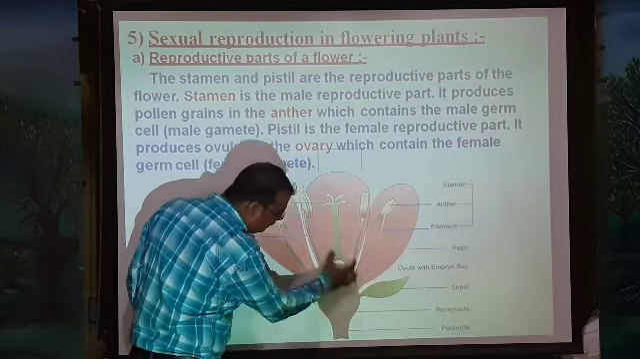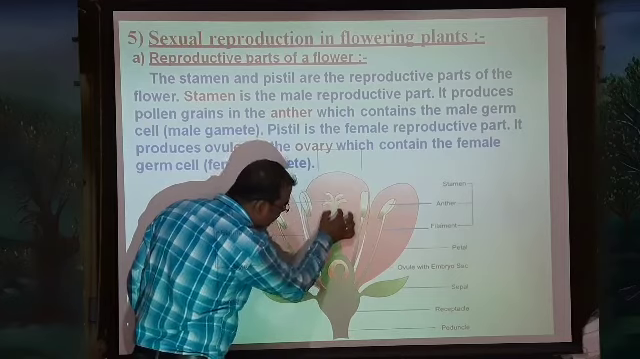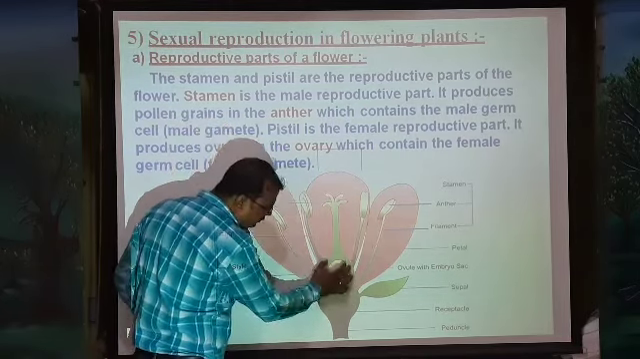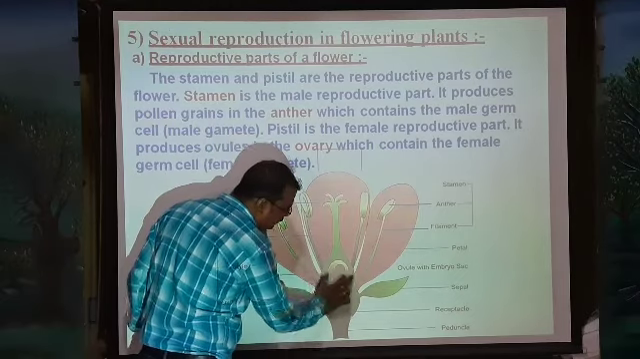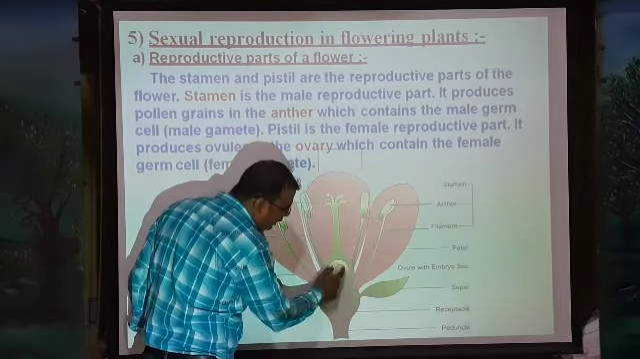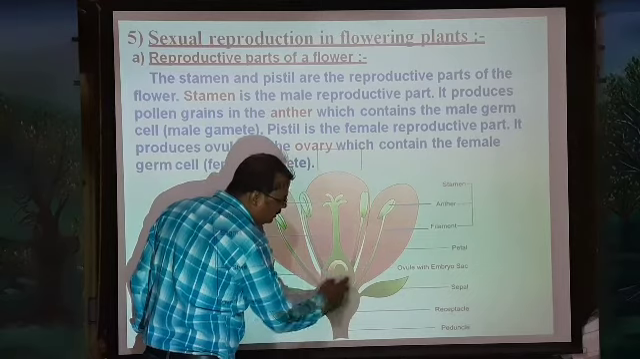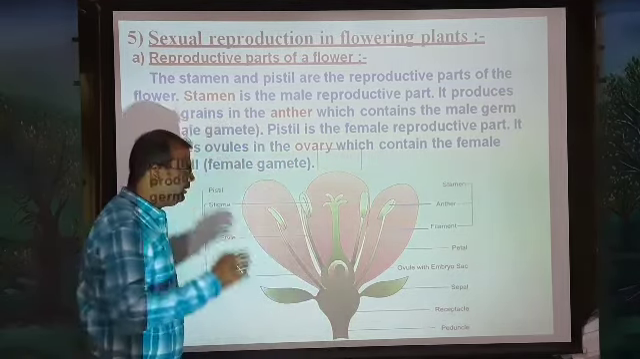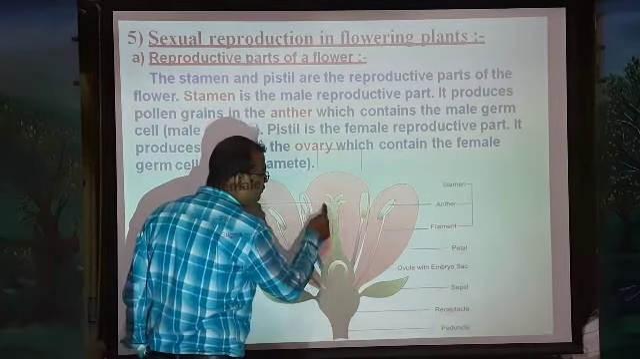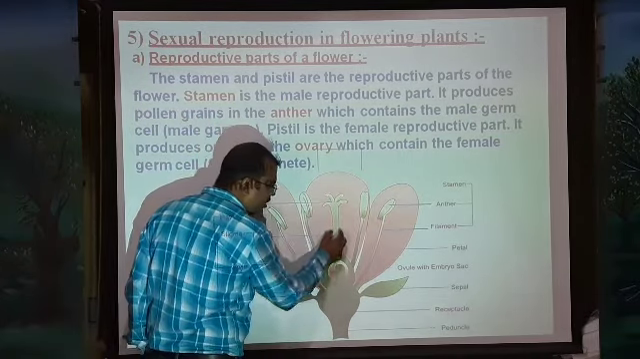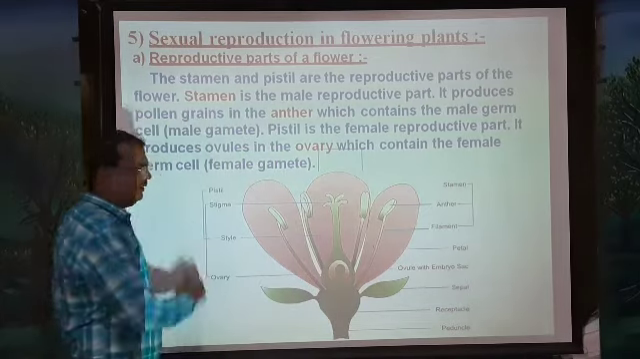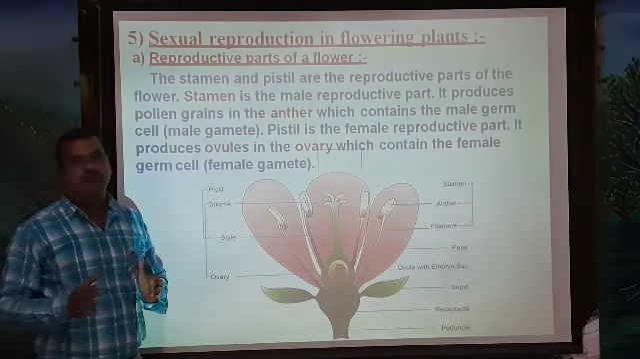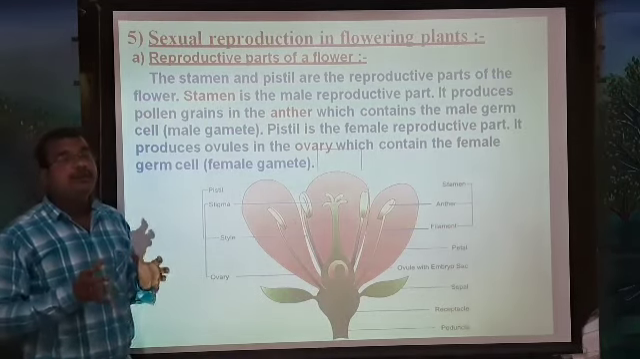And this complete part, from here to here, is what we call the pistil. The basal part of the pistil is called the ovary. Inside the ovary, it contains ovules. The ovule is the female gamete, and this structure is the stigma. This long tube-like structure is the style. So these are the male reproductive part and the female reproductive part, present in the flower.